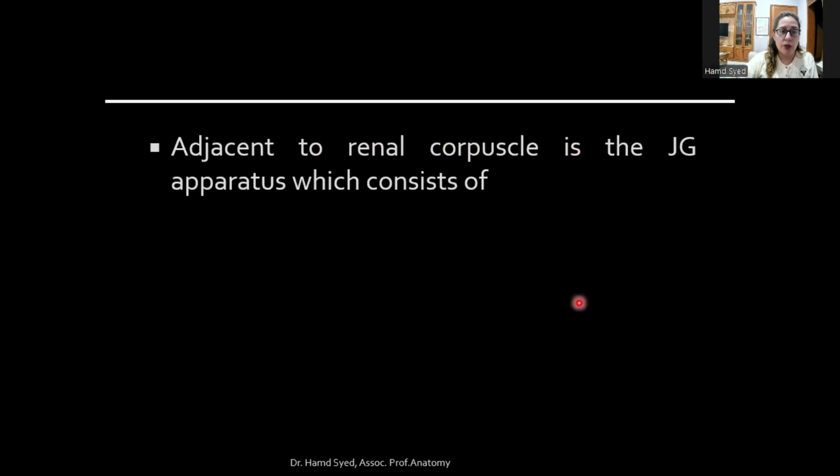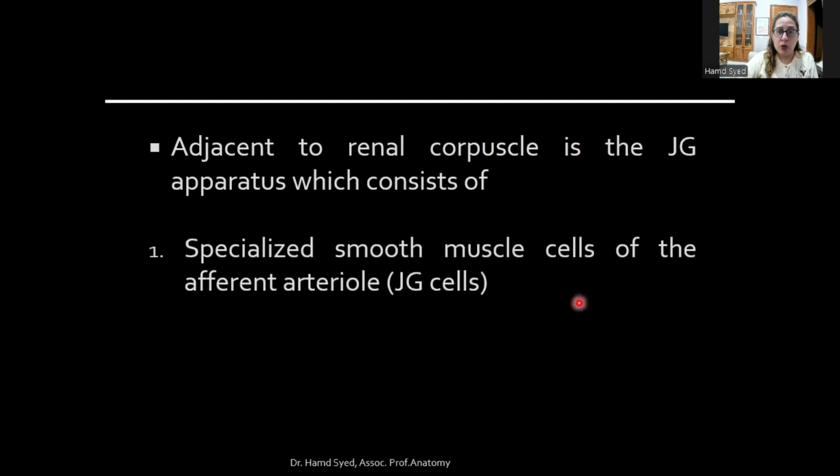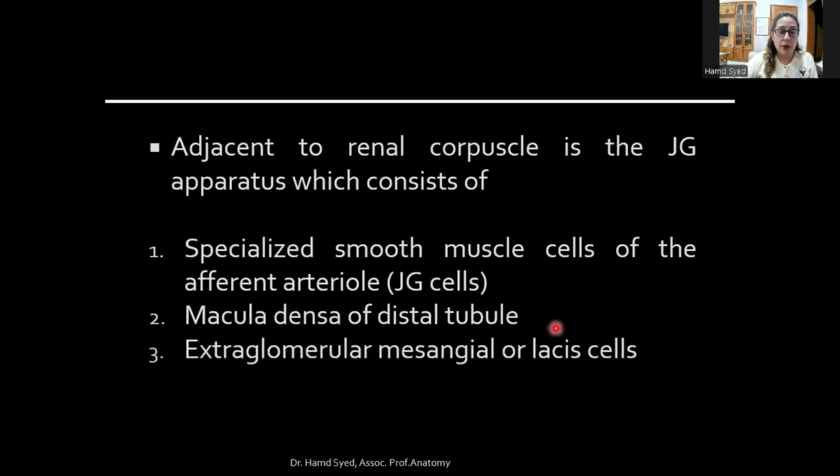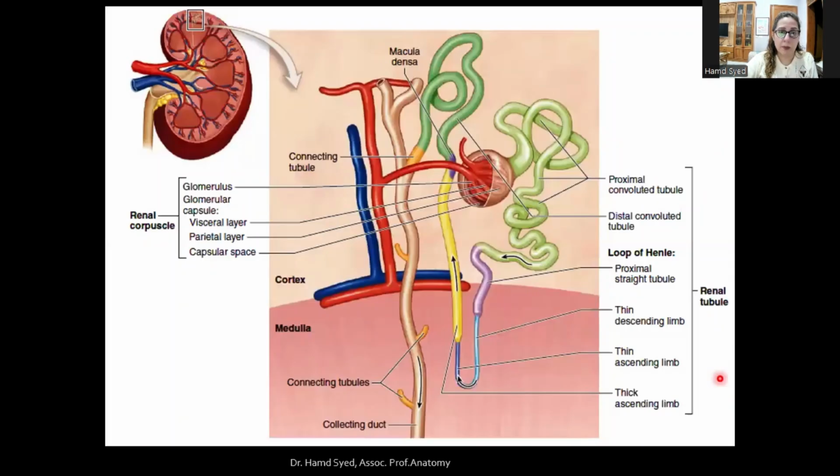Adjacent to the renal corpuscle is the location of the JG apparatus, and it consists of three components. The first component are the specialized smooth muscle cells of the afferent arteriole, which are known as the JG cells. The second component are the specialized cells of the distal convoluted tubule, known as macula densa. And the third component are the extraglomerular mesangial cells, or the lacis cells.